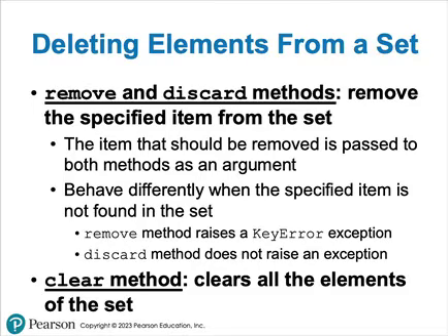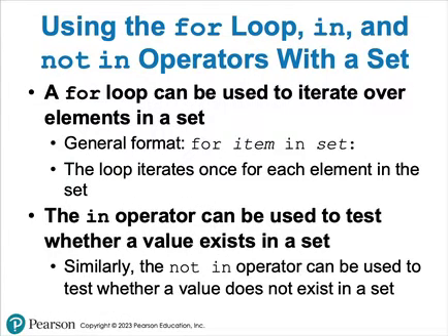Sets have a clear method, which removes all the items from a set. You can iterate over a set. So if you have a for loop, you will get every occurrence of items within the set. Again, you should assume in no particular order. You can use the in and not in operators to test for existence or non-existence of a value in a set.